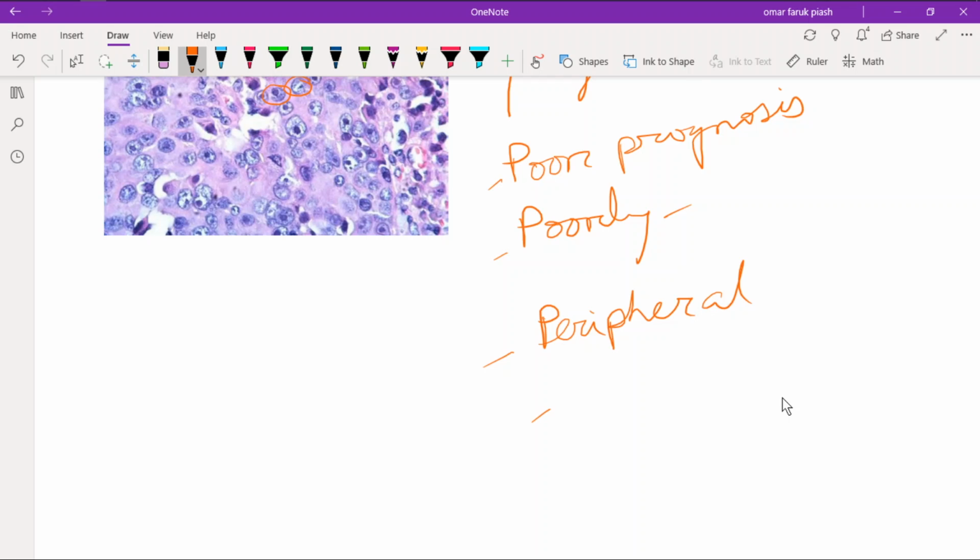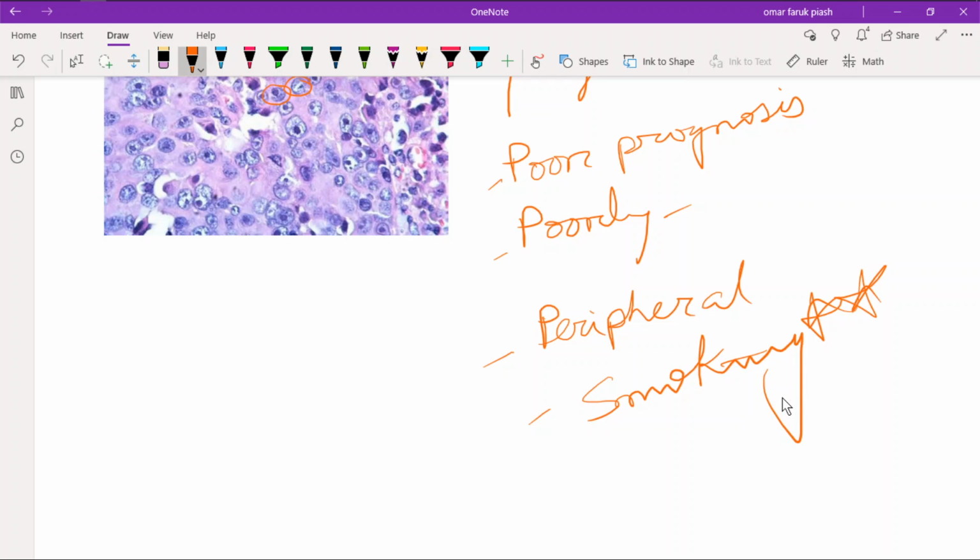And it is strongly associated with smoking. Large cell cancer is strongly associated with smoking.